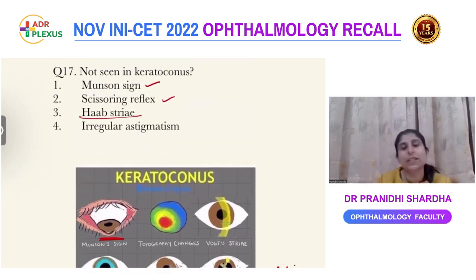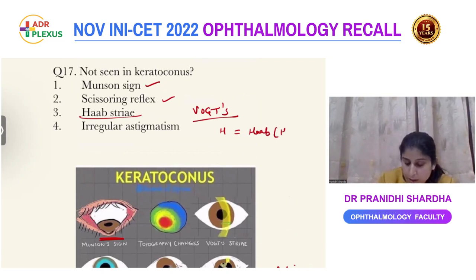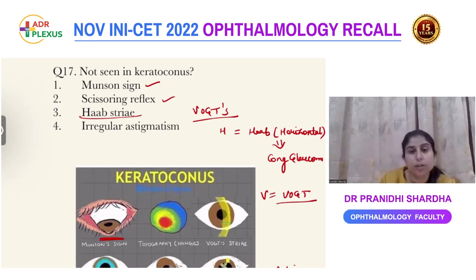Haab's striae. Basically, there are two types of striae which we see in ophthalmology. One is Haab's striae, the other is Vogt's striae. Now, how to remember: H for Haab, H for horizontal. So the Haab's striae are horizontal in nature, which are seen in congenital glaucoma. The other one, V for vertical, V for Vogt's. So Vogt's striae are vertical, which are seen in keratoconus. So Haab's striae is the option.